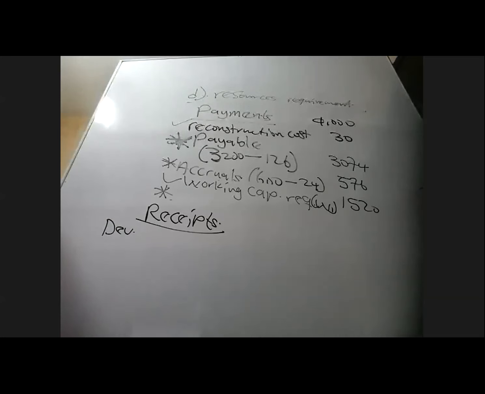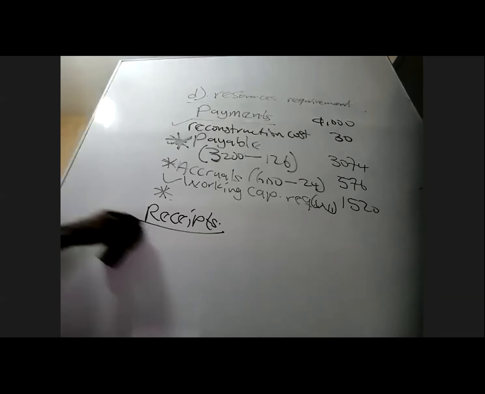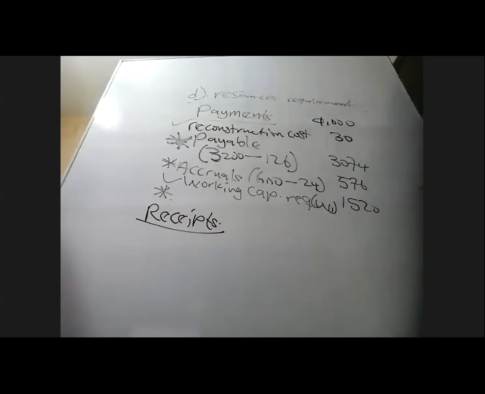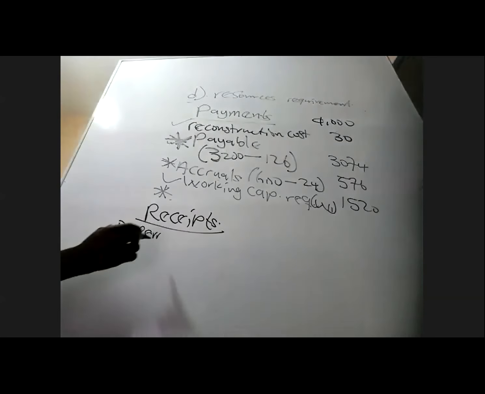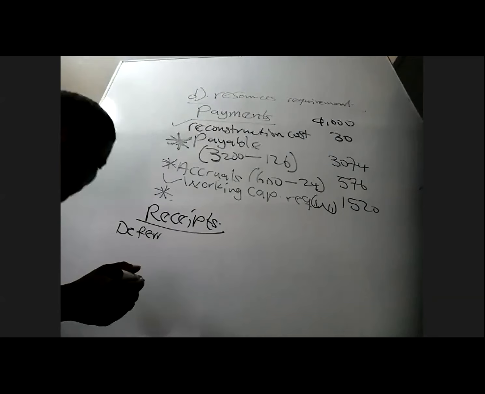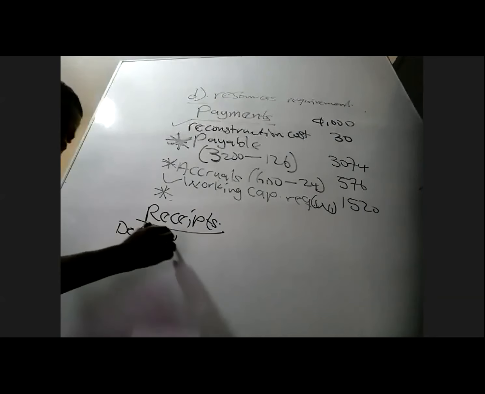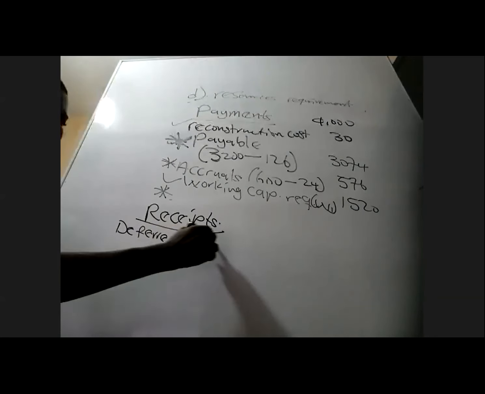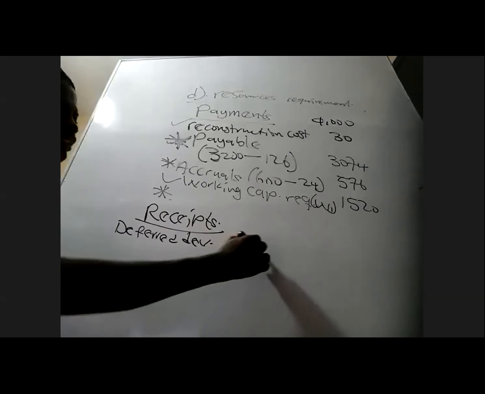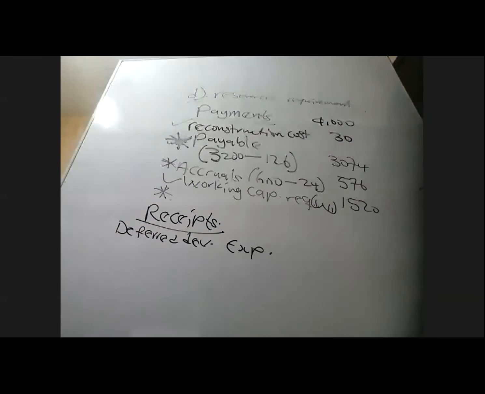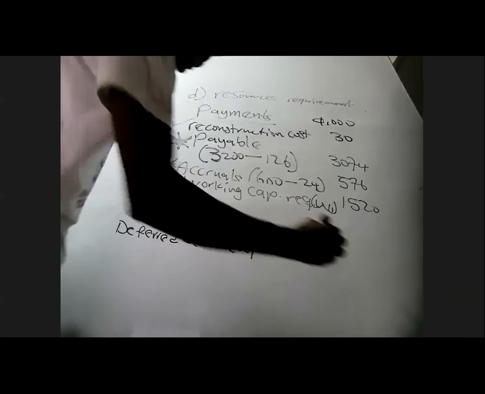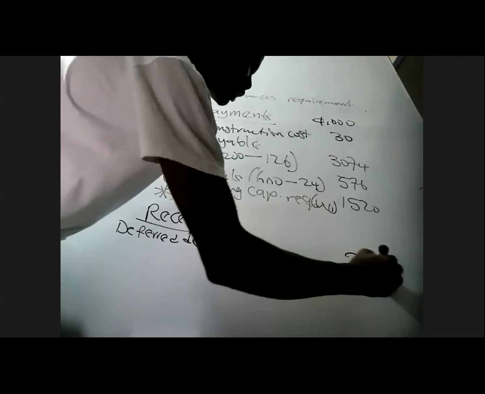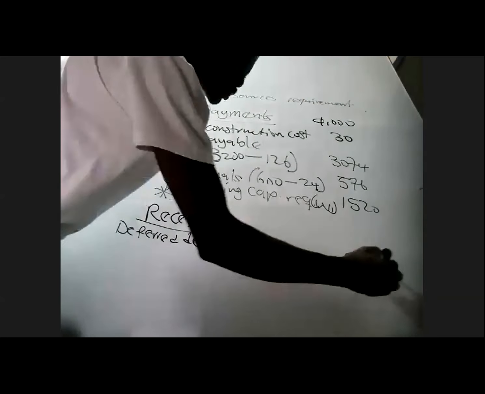Deferred development expenditure. So how much are they going to sell it for? You are going to sell for 2,000. Good. So deferred development expenditure, the proceeds. They should sell it for 2,000. Yes, you said 2,000. Good. So let's put the 2,000 there.